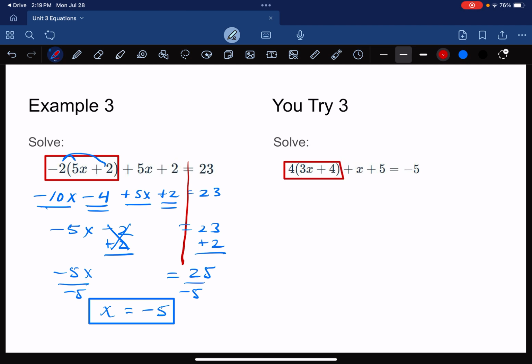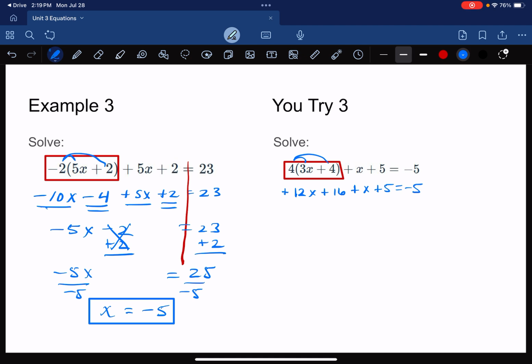I see distribution. Positive and positive is positive. 4 times 3 is 12. The variable is x. Positive times positive is positive. 4 times 4 is 16. No variable. And then copy. Copy, copy, copy.